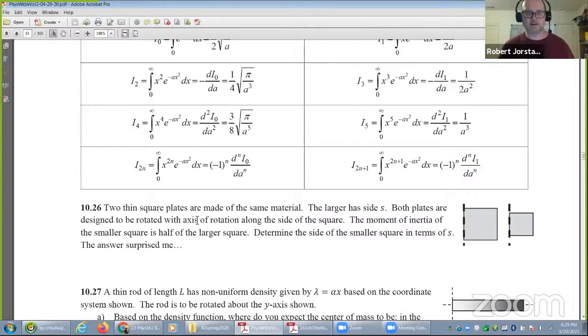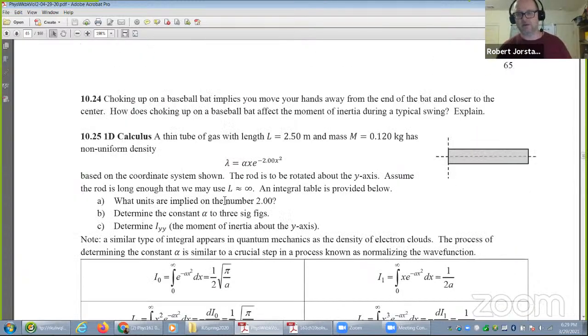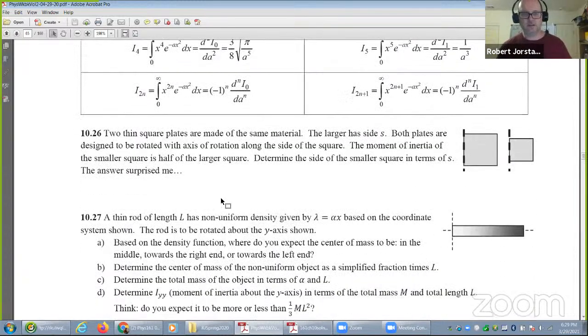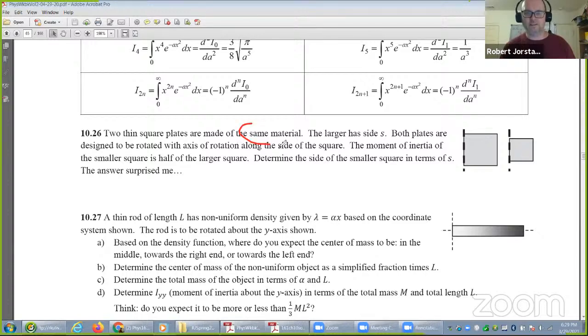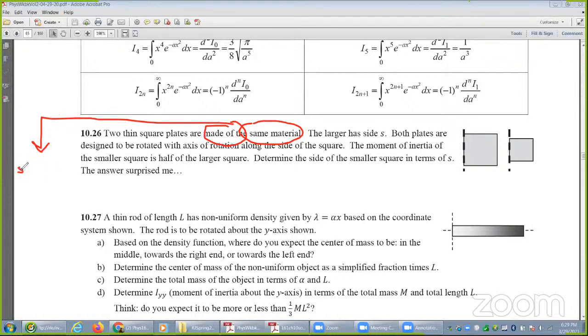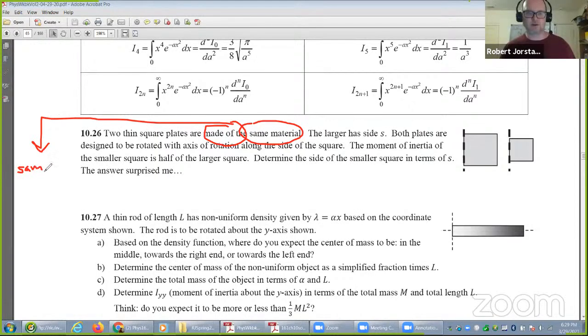I have two squares. To be clear, we are on page 65. You have two thin square plates. They're made of the same material. What does this mean when I say they're made of the same material? What am I telling you there? They have the same density? Same sigma in this case, same density. Square plate is what tells me it's an area density.